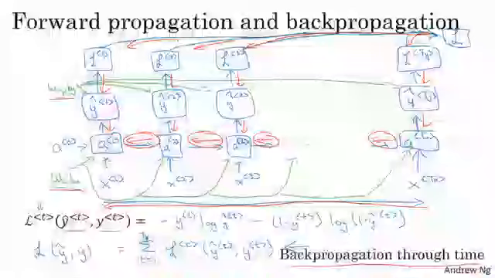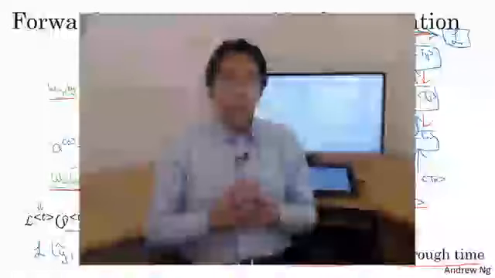That phrase really makes it sound like you need a time machine to implement this algorithm, but I always thought that backprop through time was just one of the coolest names for an algorithm. So I hope that gives you a sense of how forward prop and backprop in an RNN works.